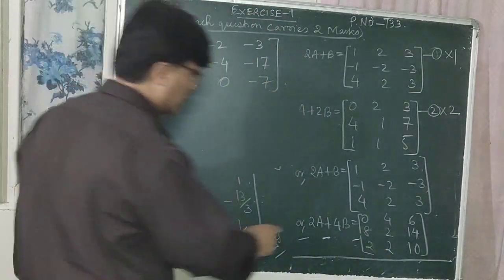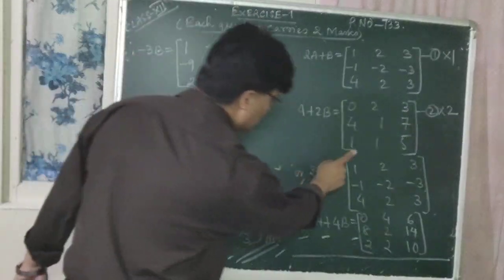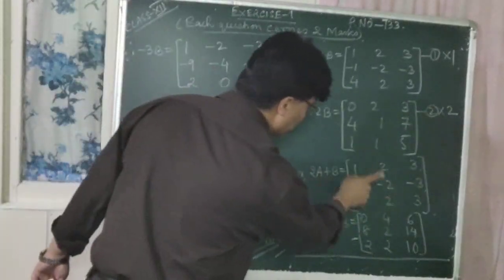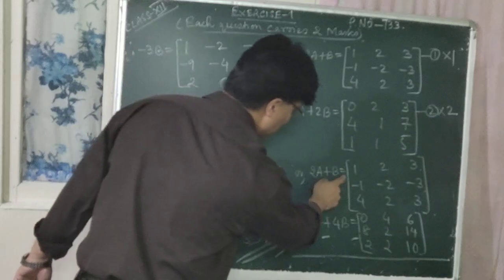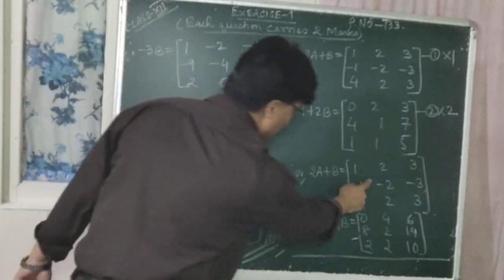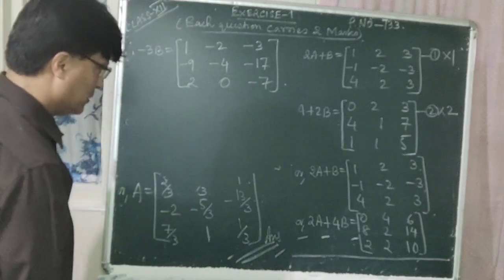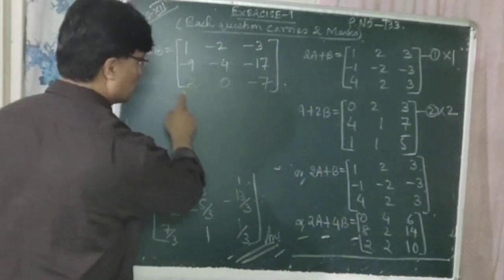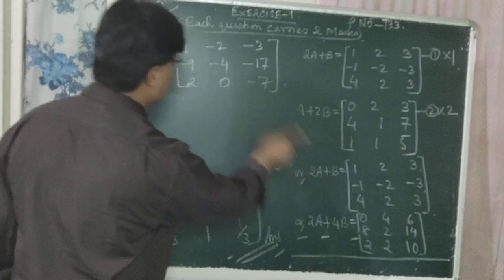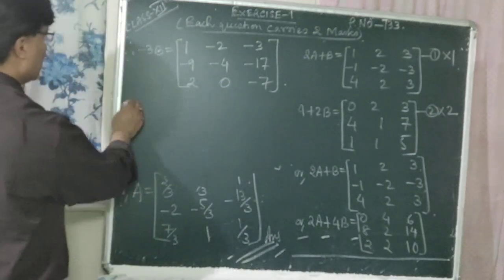So now let us check it once again. 1 minus 0, 1, 2 minus 4, minus 2, 3 minus 6, minus 3, minus 1 minus 8, minus 9, minus 2 minus 2, minus 4, minus 3 minus 14, minus 17, then 4 minus 2 is 2, 2 minus 2 is 0, 3 minus 10 is minus 7, okay? So what is the value?